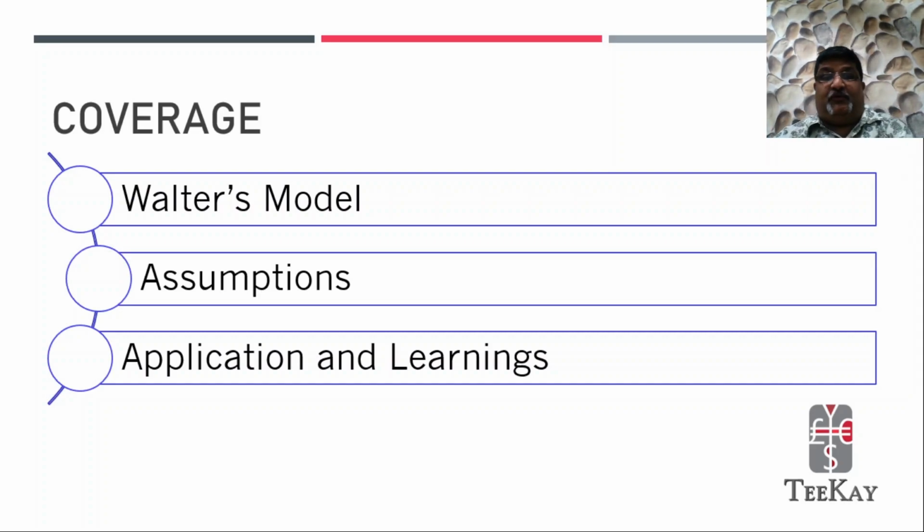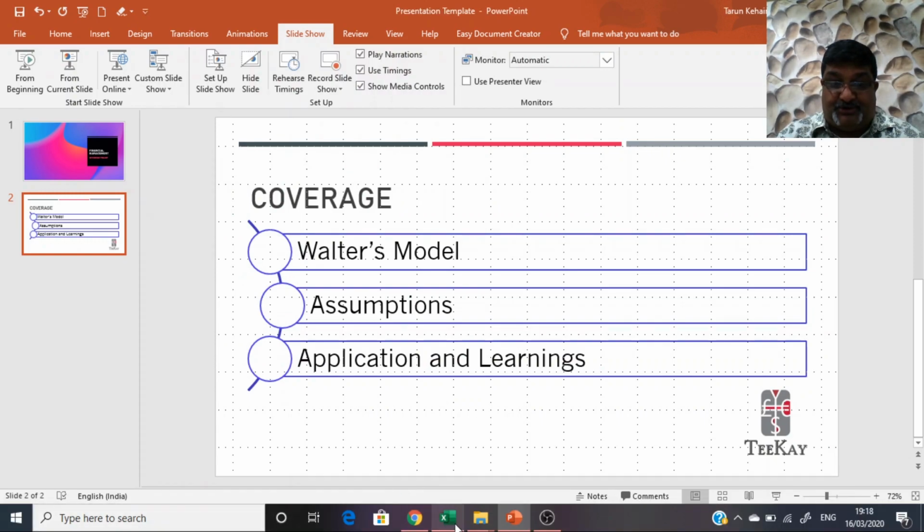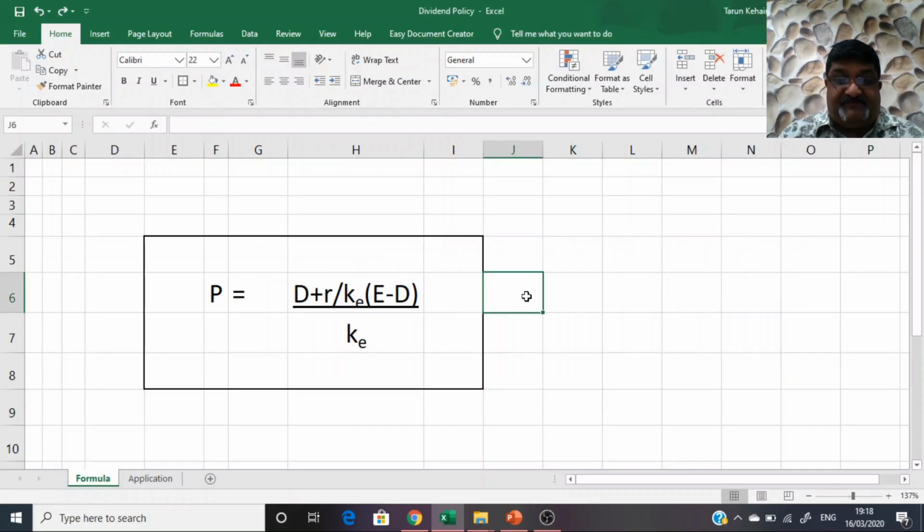So let's begin with the Walters model. Now, if you were to understand the Walters model, it starts with this particular formula, which I'm going to show you here. You can see this formula. So here you are saying P is equal to D plus R by KE into E minus D by KE.